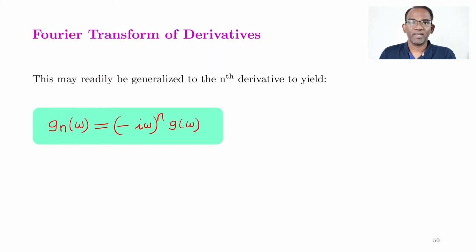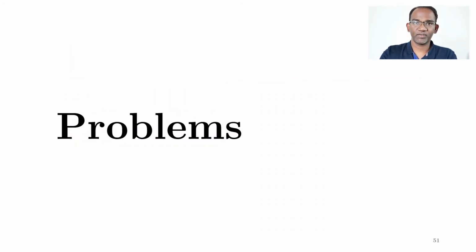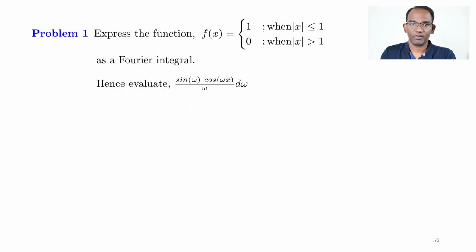So we have covered the major aspects of the Fourier transform, and now what remains is to discuss some problems. Problem 1. Express the function f(x), which is 1 when |x| is less than or equal to 1, and equal to 0 when |x| is greater than 1, as a Fourier integral. Hence, evaluate the integral of sin ω cos ωx divided by ω, dω.